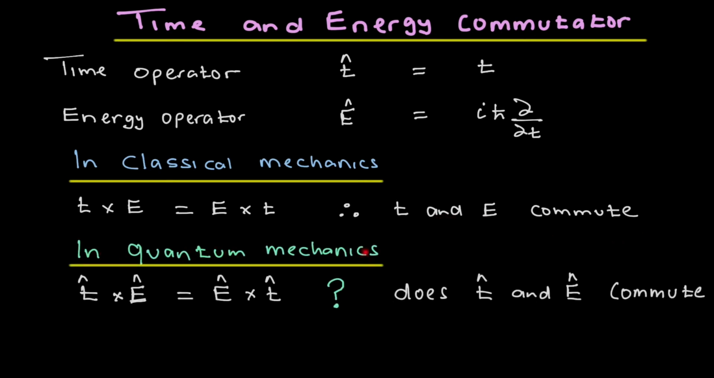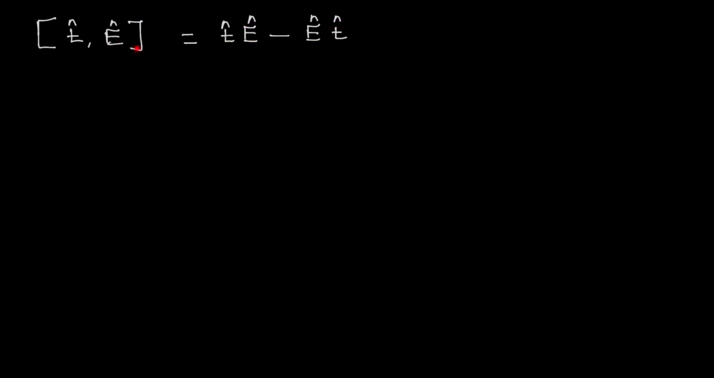In quantum mechanics, T operator times E operator equals E operator times T operator. Is that true? Do the T operator and E operator commute? That's what we're going to show. This is how we write the commutator: the time operator and energy operator, and the whole thing is the product commutative.